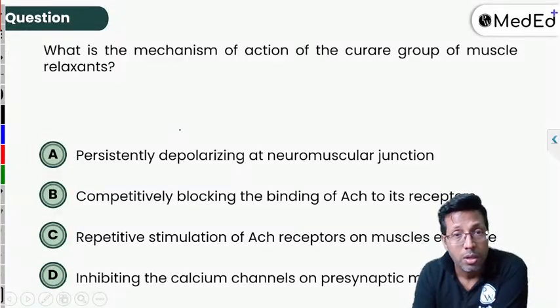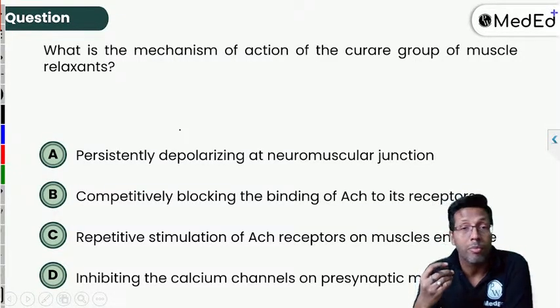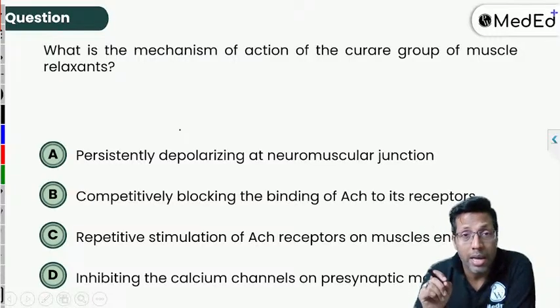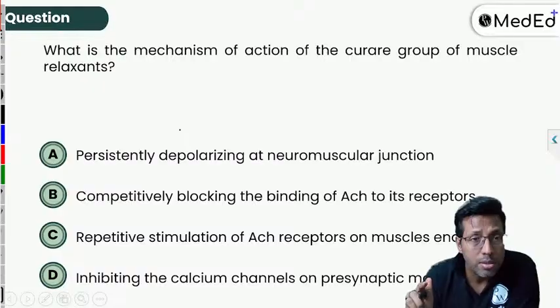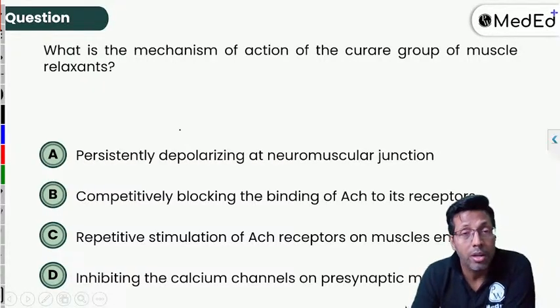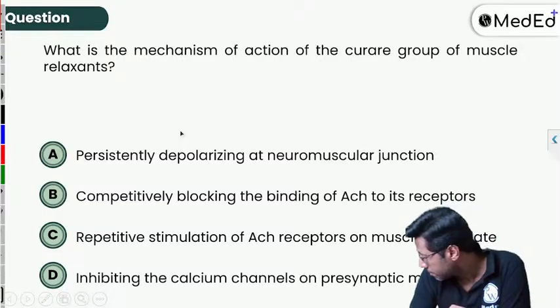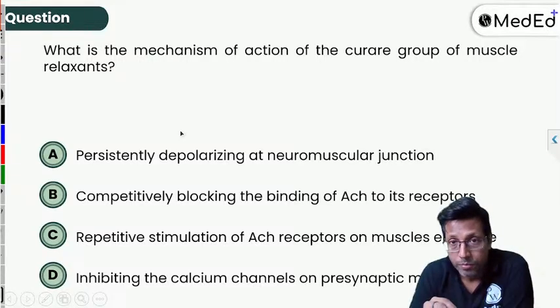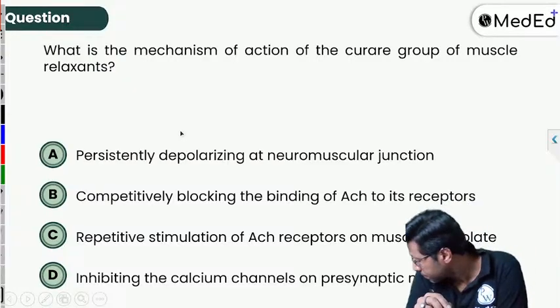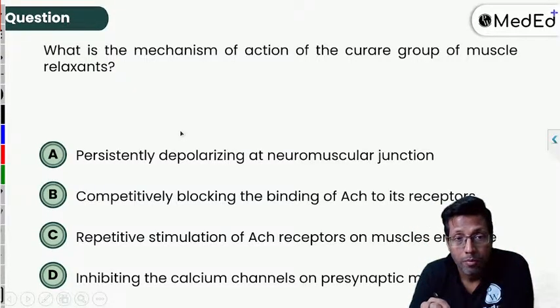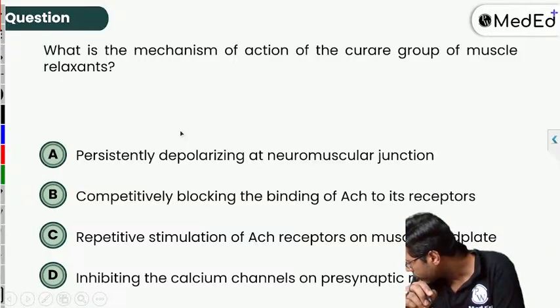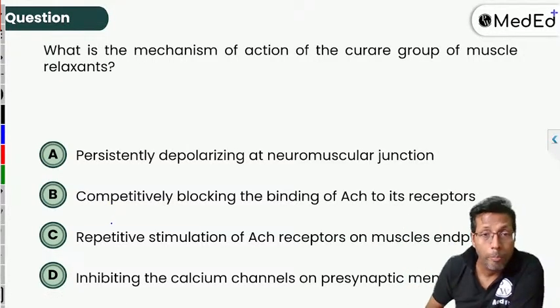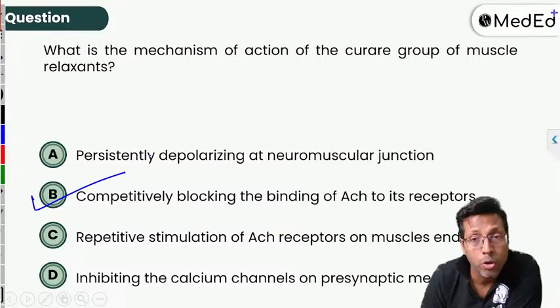The discussion is done. Next, what is the mechanism of action of the curare group of muscle relaxants? Persistently depolarizing at the neuromuscular junction, competitively blocking the binding of acetylcholine to its receptors, repetitive stimulation of acetylcholine receptors on the muscle end plate, or inhibiting the calcium channels on the presynaptic membrane? All of you have given correct answers. Absolutely correct: competitively blocking the binding of acetylcholine to its receptors.